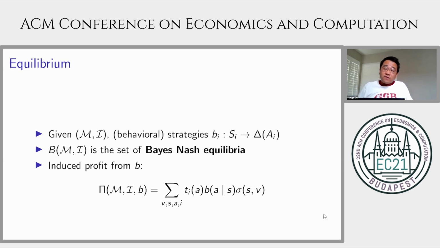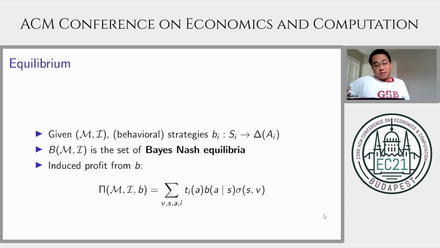Finally, given the Bayesian game defined by a mechanism and an information structure, we use the standard Bayes-Nash equilibrium solution concept to make predictions. And we assume that the seller wants to maximize profit or revenue, which is just the expected total transfer in equilibrium, given the distribution of signals specified by the information structure, sigma.